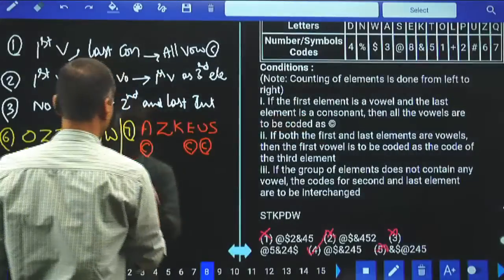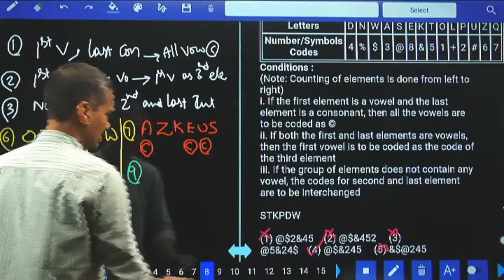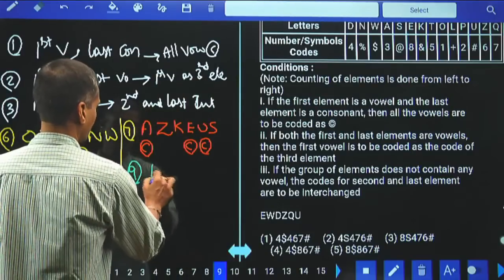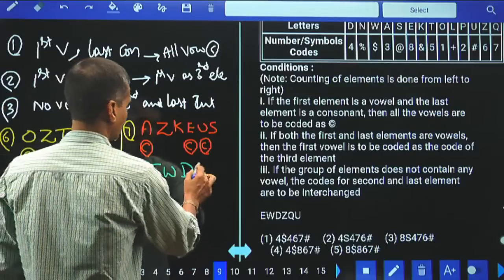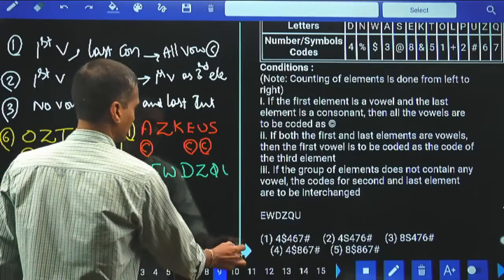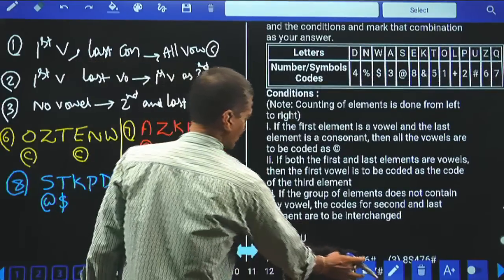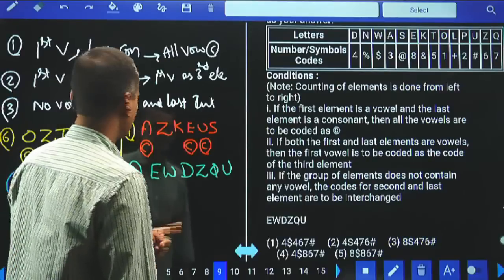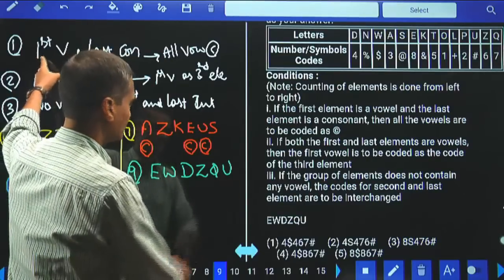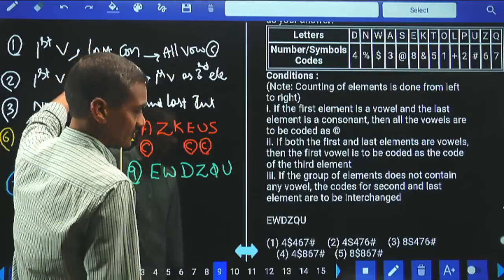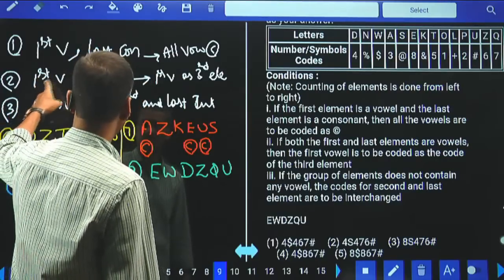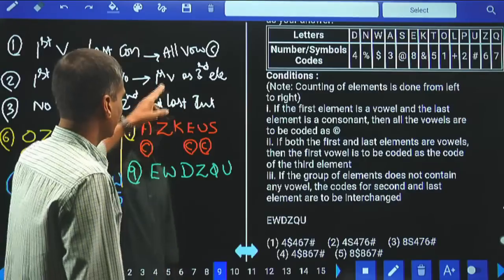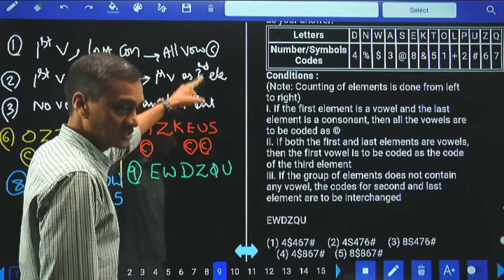Then coming to question number 9. In this ninth one, what is the element we have? The letters E, W, D, Z, Q, U. E, W, D, Z, Q, U is the element given here. Then which category does it come under? First one vowel, last is not a vowel, isn't it? First word is ruled out. Then coming to second, first vowel and last vowel. E and U are vowels. As the first and the last are vowels, then first vowel should be coded as the third element.